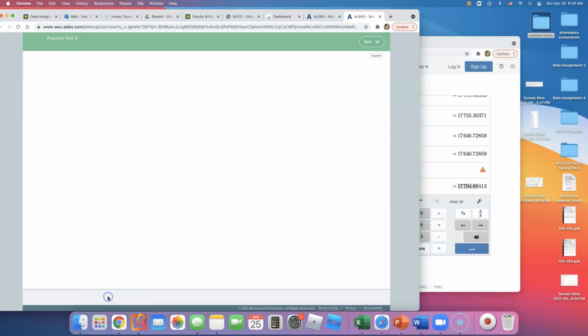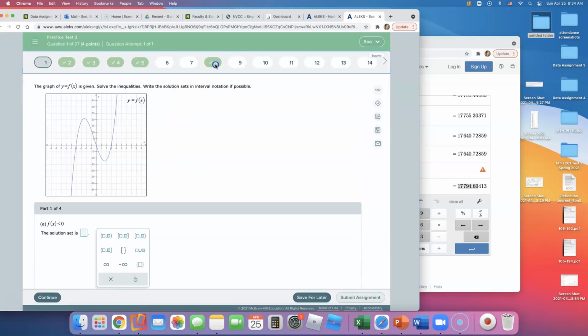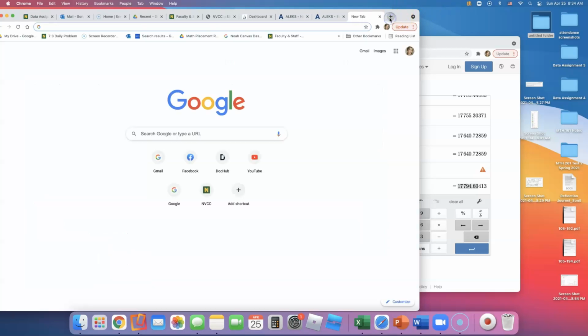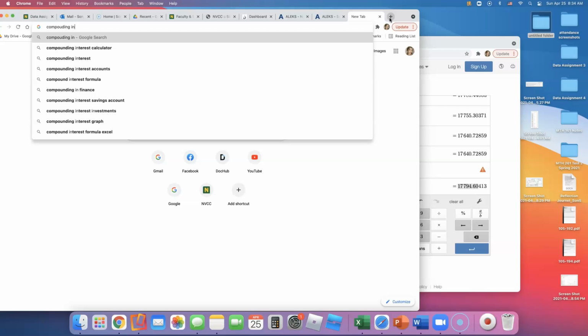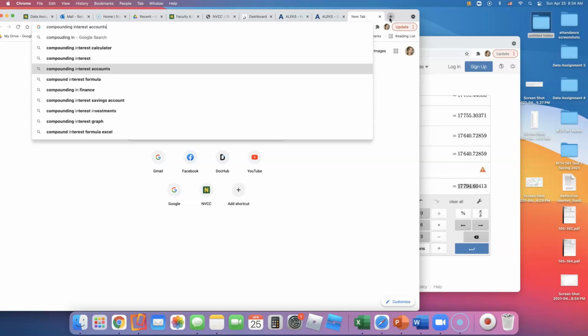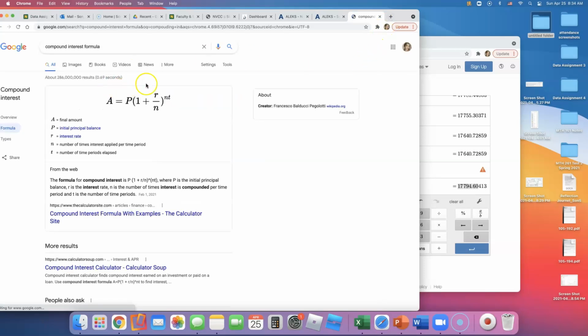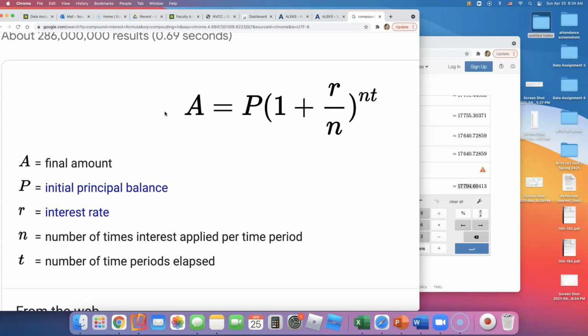And that was number 8 that we did. So when we go back in, we want to see a check mark next to number 8. Yes, we did. So let me Google search the compounding interest formula for you right here, the formula that we just used. Here it is. So this is the formula that we used.